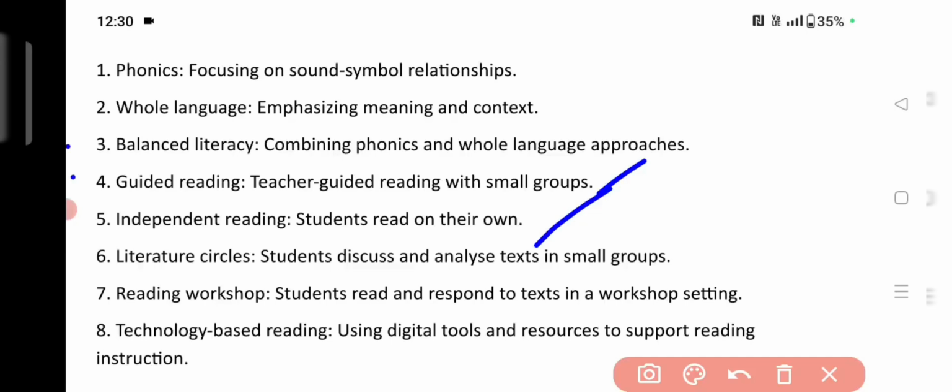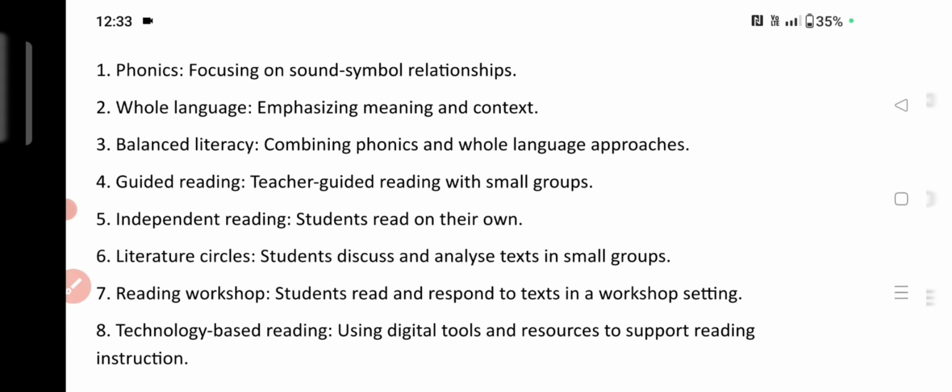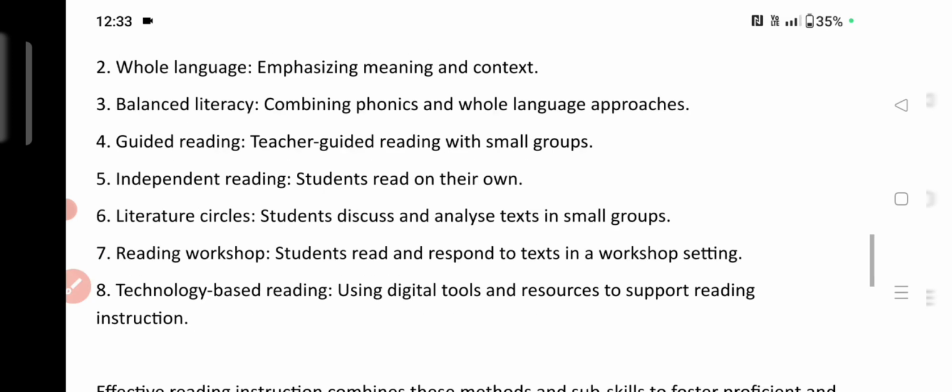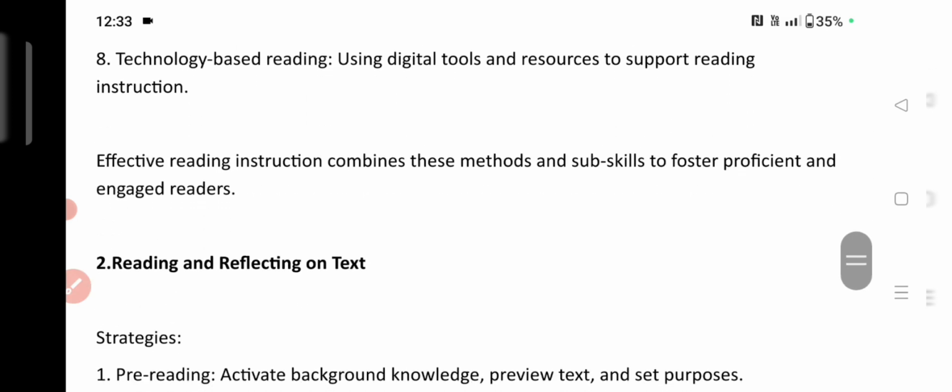So literature circles, that means students discuss and analyze the text in small groups. Reading workshop, that means students read and respond to text in a setting. Technology-based reading, using digital tools and resources to support the reading. So effective reading instruction combines these methods and sub skills to foster proficient and engaged readers.